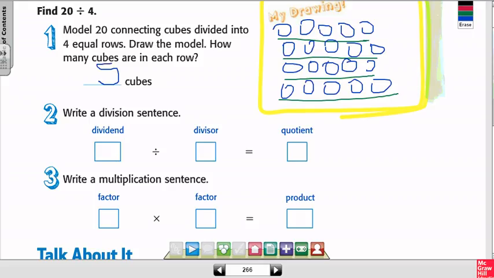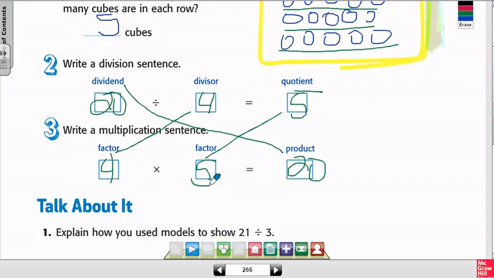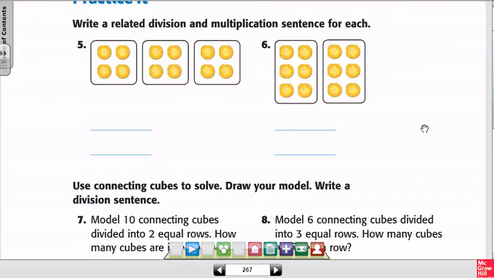So it says write a division sentence. Well, they actually gave part of it to you already. 20 divided by 4 is how many in each group? 5. So the product is actually going to be the dividend, so 20 goes here. And then the divisor and the quotient are the two factors. 4 times 5.